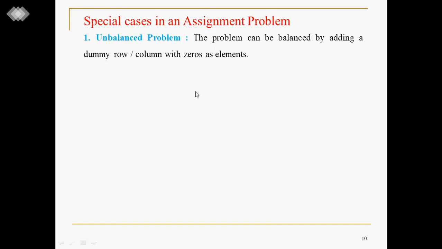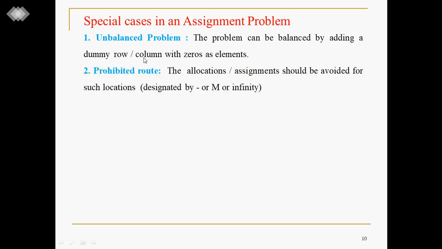Now, special cases. Let us discuss the special cases. Special case 1 is the unbalanced problem. Always the problem should be balanced to use the Hungarian method. Sometimes the problem may be unbalanced: the number of rows may not be equal to the number of columns. In such cases, you have to balance it by adding a dummy row or dummy column. If the number of rows is not equal to the number of columns, that is stated as an unbalanced problem.